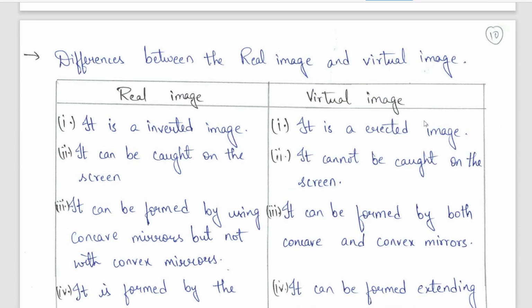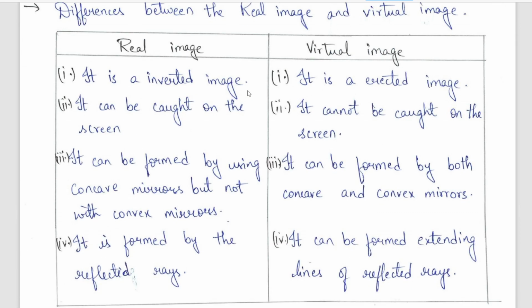So let us see the differences between the real image and virtual image. So real image, it is an inverted image. Inverted in the sense, it will be upside down to the original object. And virtual image is erect image, that is, it will be upright as of the original object. Now second point is, a real image can be caught on the screen, and virtual image cannot be caught on the screen.